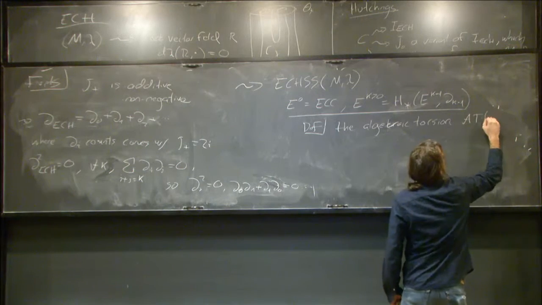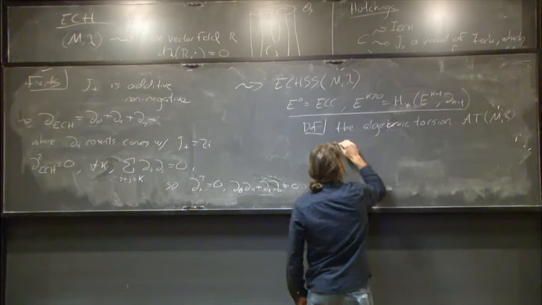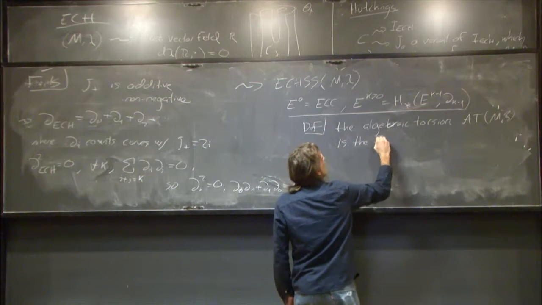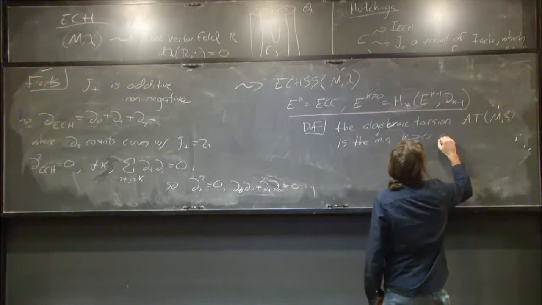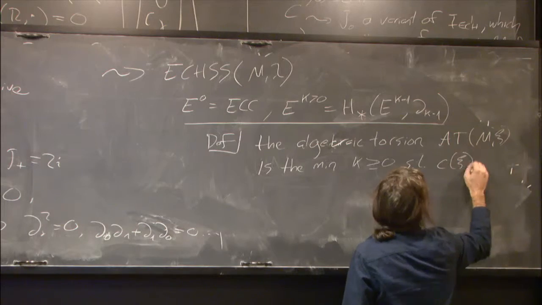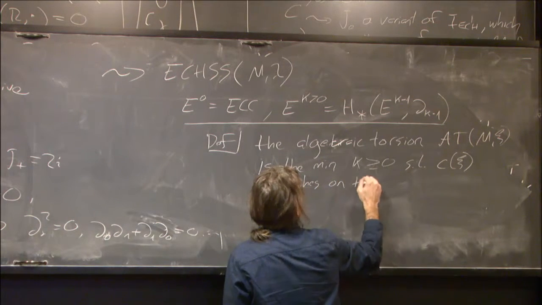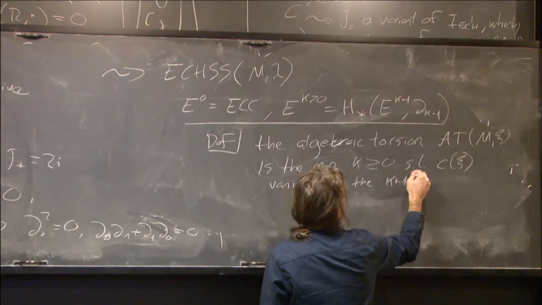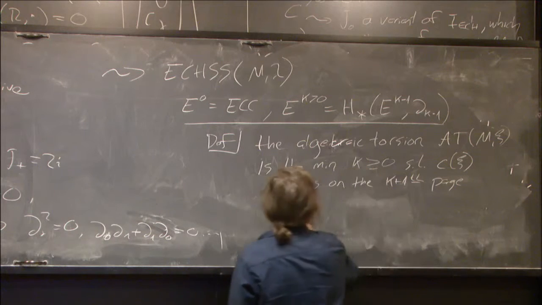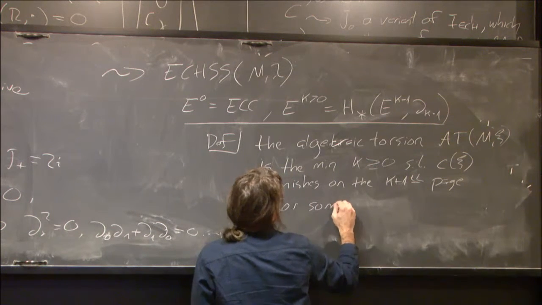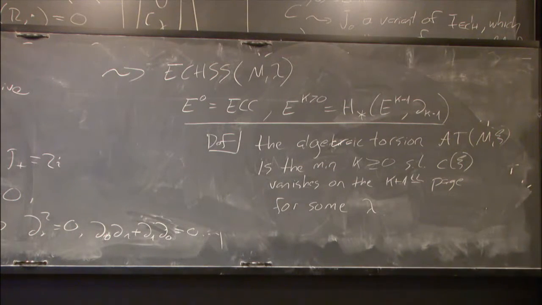torsion AT of MC to be the minimum k, which is not negative, such that the contact class vanishes on the, I guess, k plus 1th page of this for some contact form, right? So that's the choice we made here.